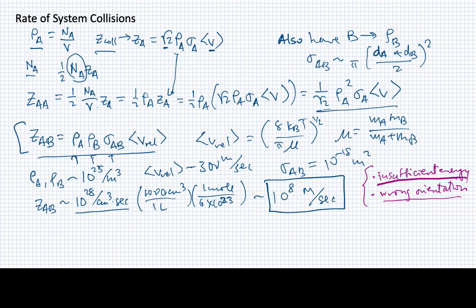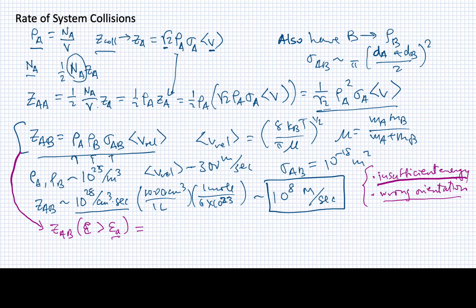And in fact, when we do, we find that we can take this expression for Z_AB and update it a little bit. And we update it in the following way. We're only going to consider relative energies that are greater than some cutoff energy, and I'll call that E_A. Okay, so this E_A is the amount of energy that we're going to say needs to be present in order for a reaction to happen.